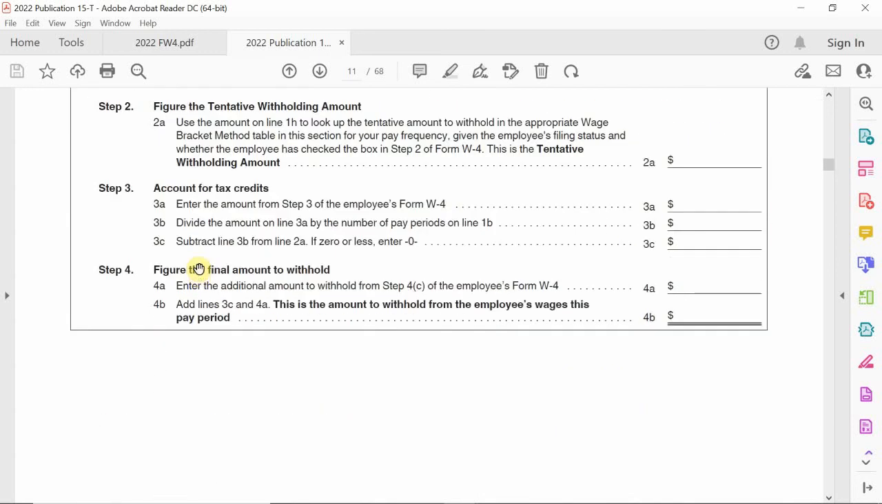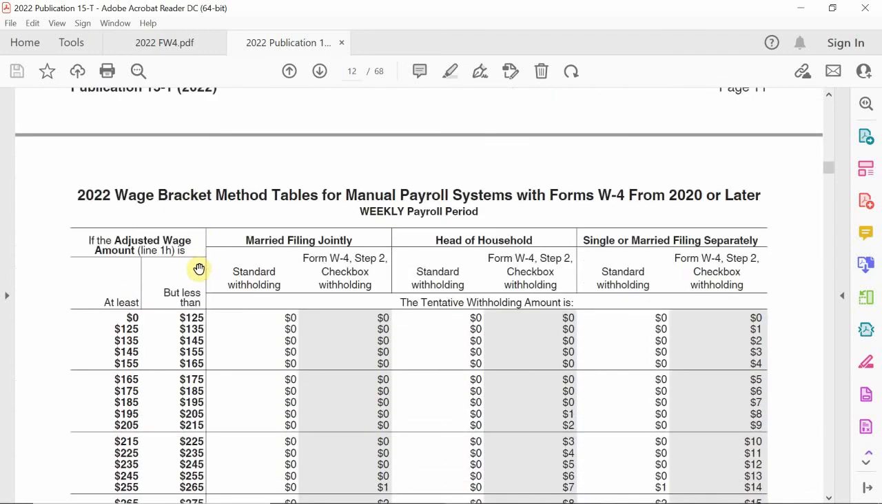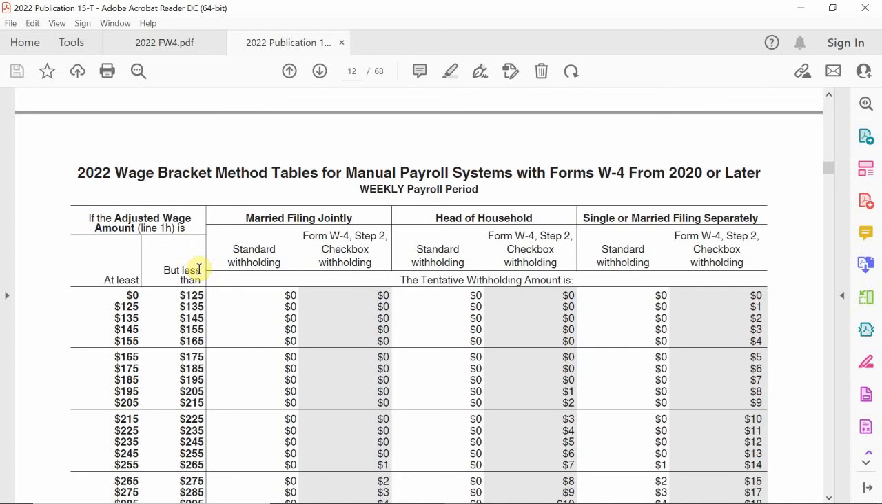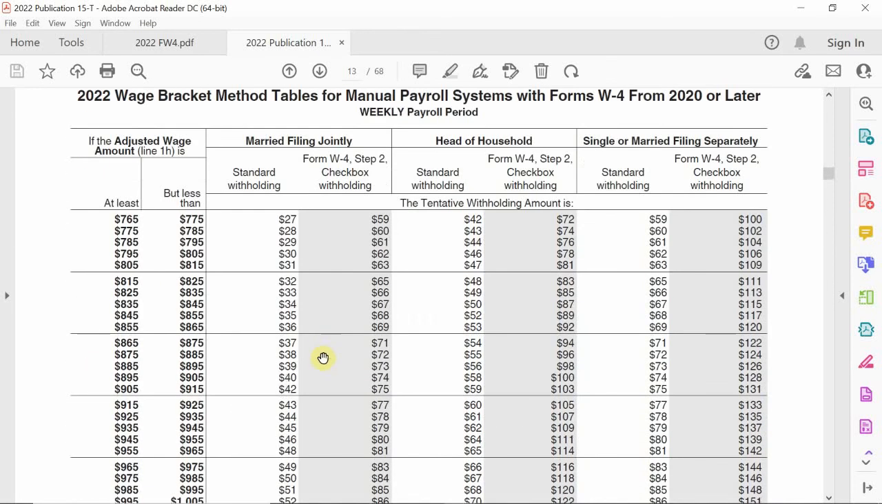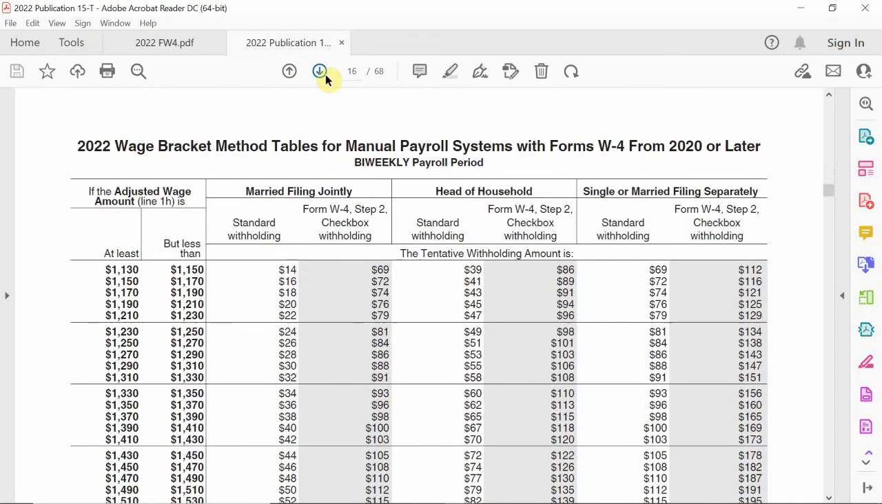So again, here it's a lot more complicated. You have to make sure that you know which one you're using. But here's the bracket method, right? It's based on the payment period that you're working on. It's based on how much you earn and how much money you've withheld. So in this case, you're just going to be scrolling through the pages and looking up what that number is. And this is a rounded number, but like I mentioned before, this is not what we're going to be using.